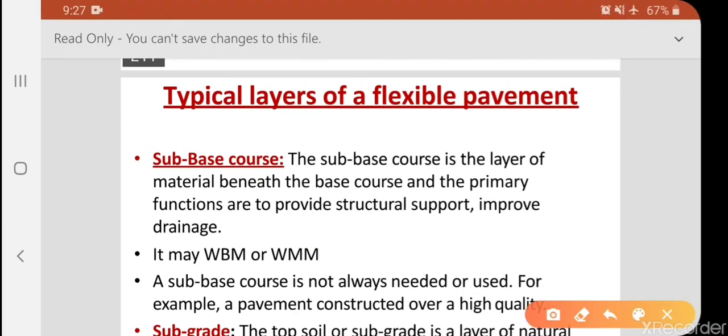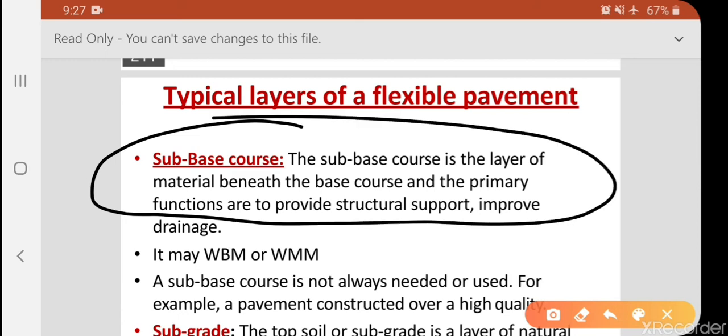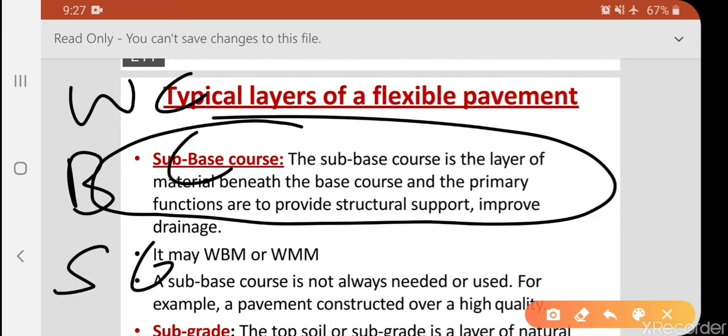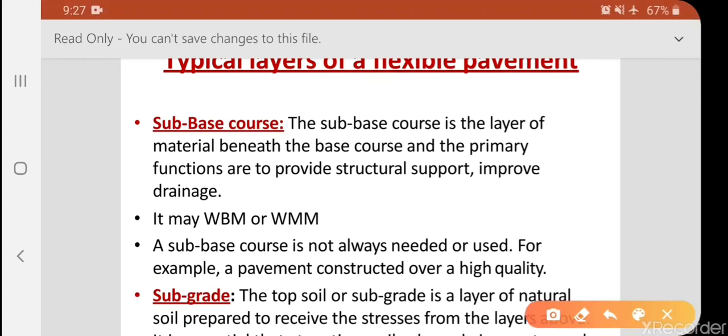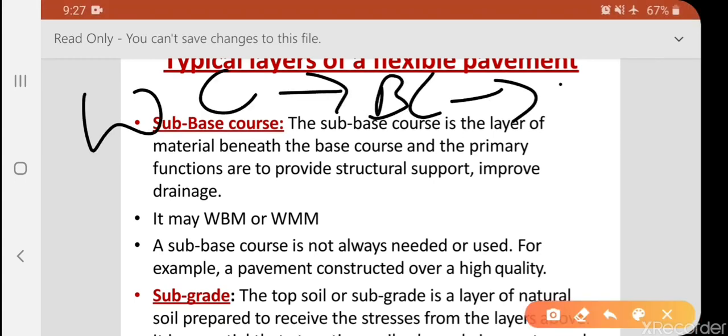After the base course, one more layer is the sub base course. The sub base course is lower than the base course. Wearing course, base course, sub base course, SBC, not safe bearing capacity. The sub base course itself is the layer of material beneath the base surface.